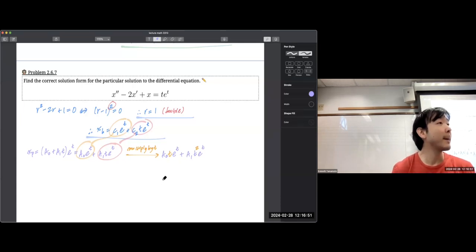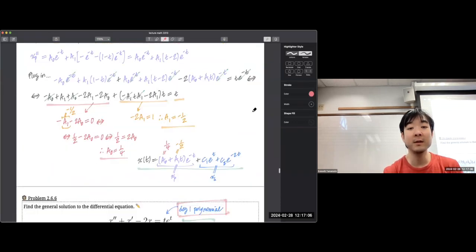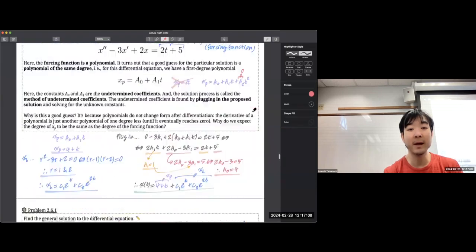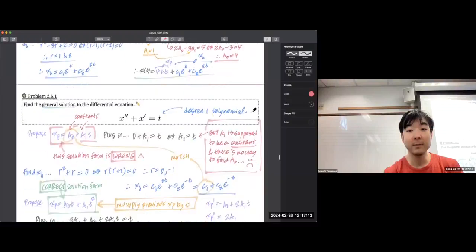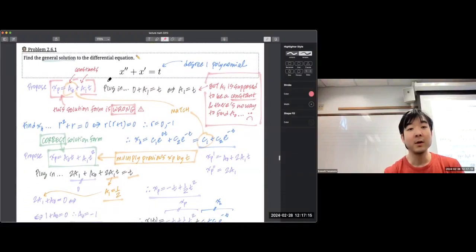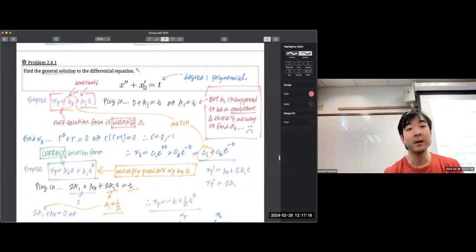So it's okay if one of them matches the homogeneous solution, but just both can't. It's also not good for one of them to match. So here, if one of them matches, and actually we saw this way back as well. Let's see here. Where is it? I think I remember. So we had this one was a second order equation with a t. So t is a 1 degree polynomial.